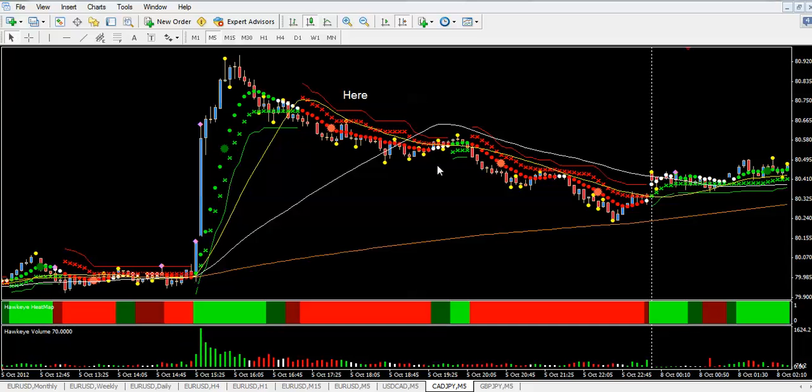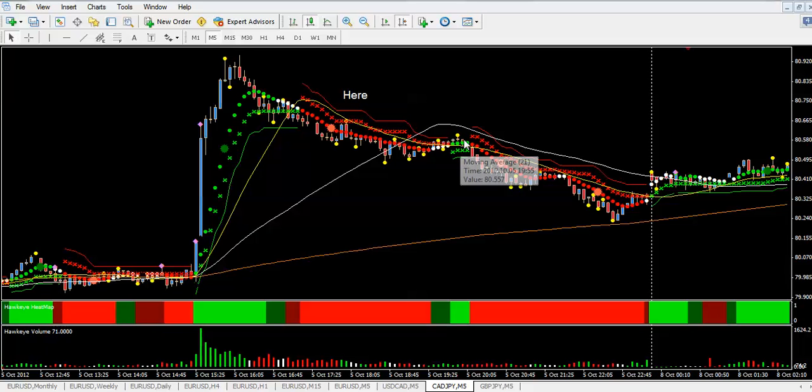Now in this particular case, I got stopped out quite quickly over here, where the market turned into a very short-term uptrend, okay, and closed clearly above the crosses. As you can see here, it needs to close clearly above the crosses.